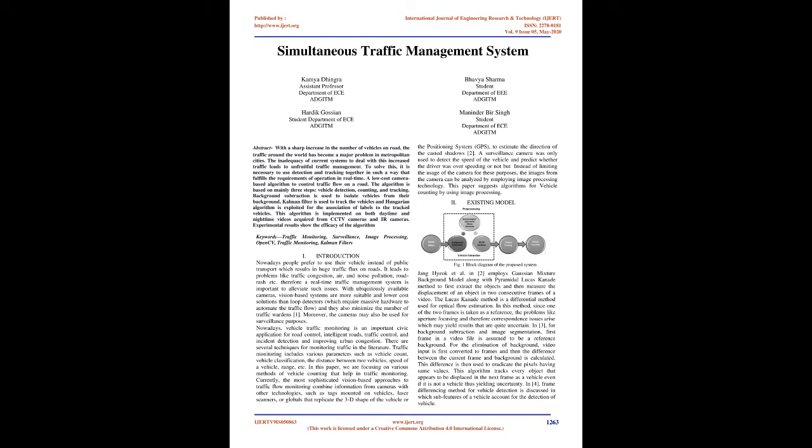Nowadays, vehicle traffic monitoring is an important civic application for road control, intelligent roads, traffic control, incident detection, and improving urban congestion. There are several techniques for monitoring traffic in the literature. Traffic monitoring includes various parameters such as vehicle count, vehicle classification, the distance between 2 vehicles, speed of a vehicle, range, etc. In this paper, we are focusing on various methods of vehicle counting that help in traffic monitoring.